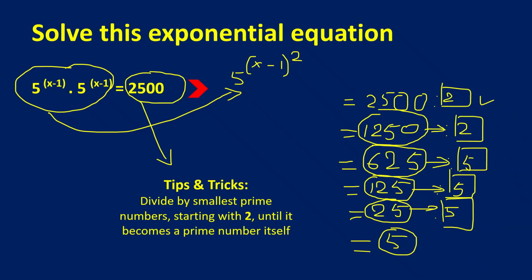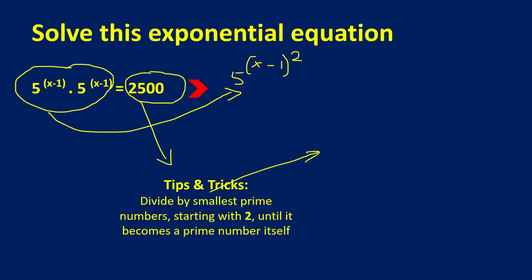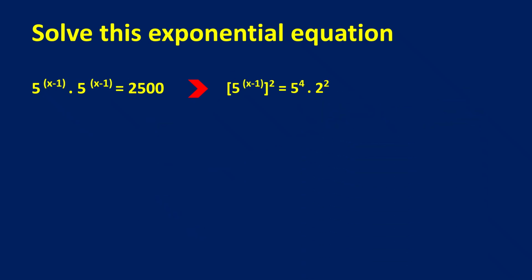So we have finished dividing 2500 by prime numbers, and we can rewrite 2500 as 5 to the power of 4 times 2 to the power of 2. There you go. So we can rewrite the equation as 5 to the power of x minus 1 in quadratic form is equal to 5 to the power of 4 times 2 to the power of 2.